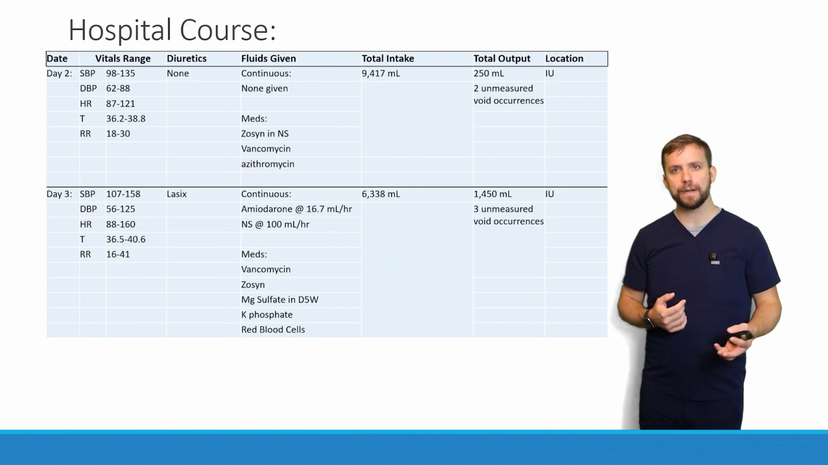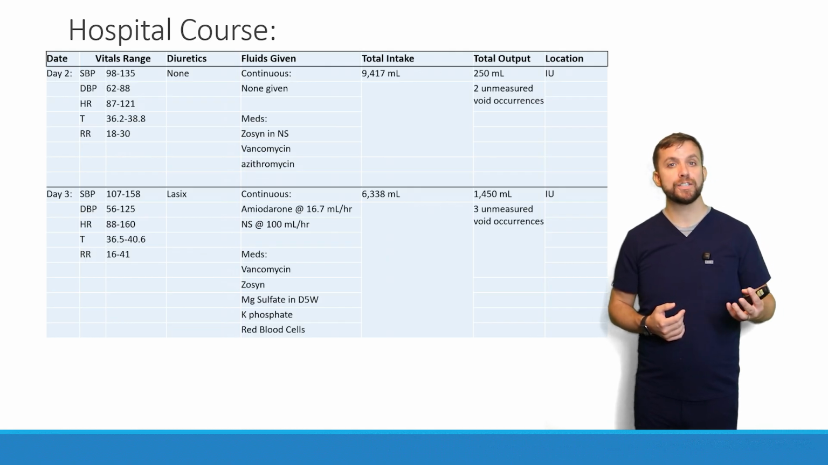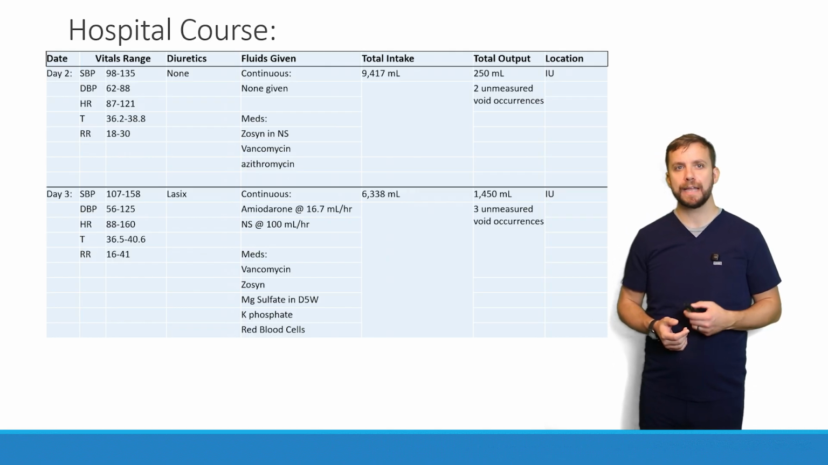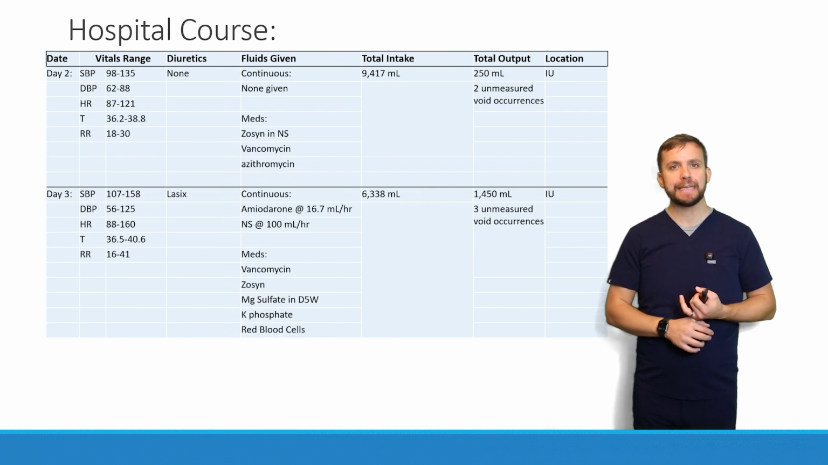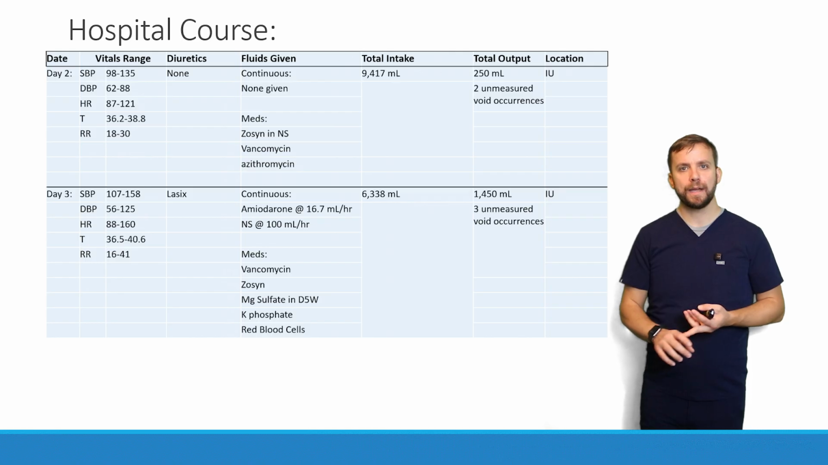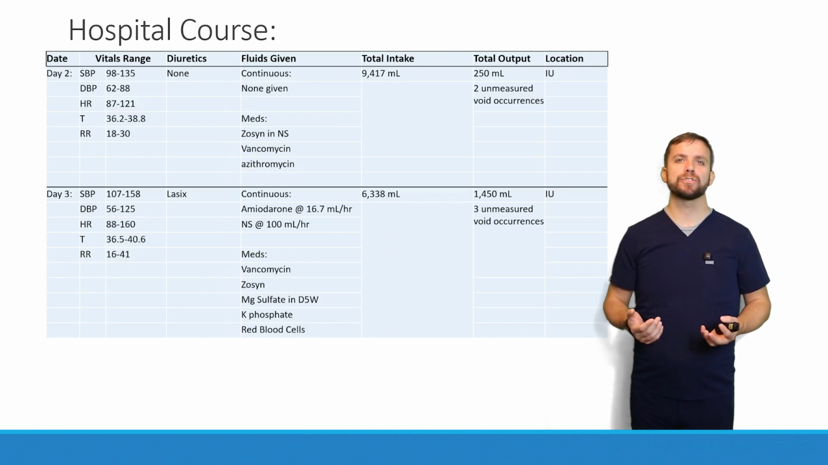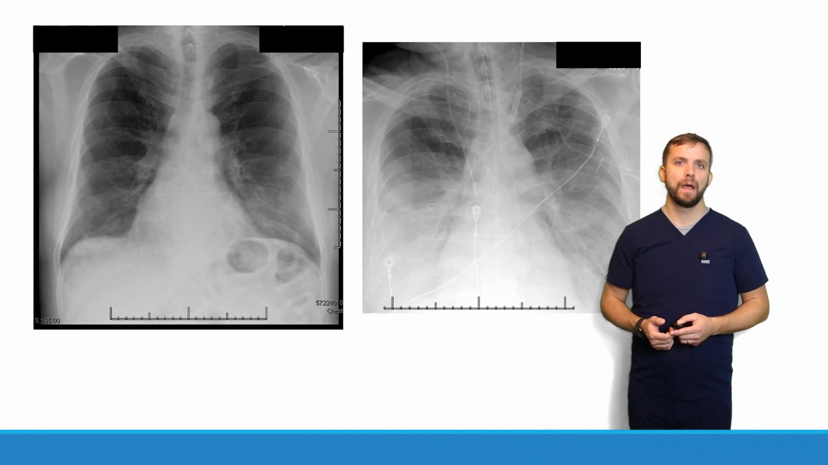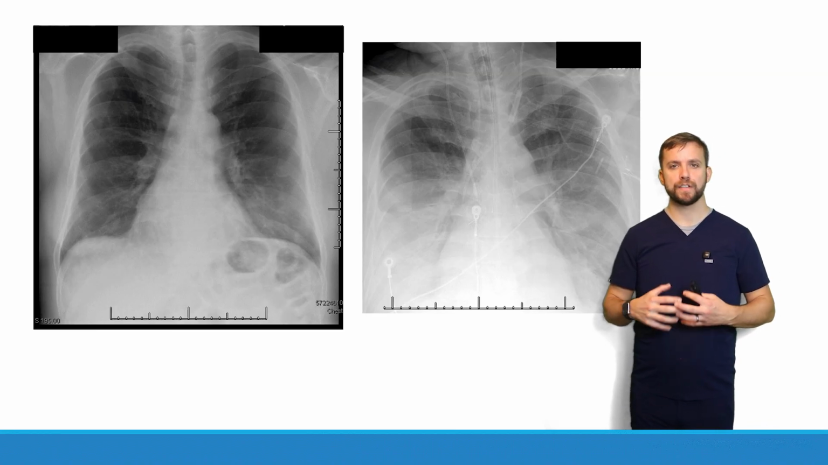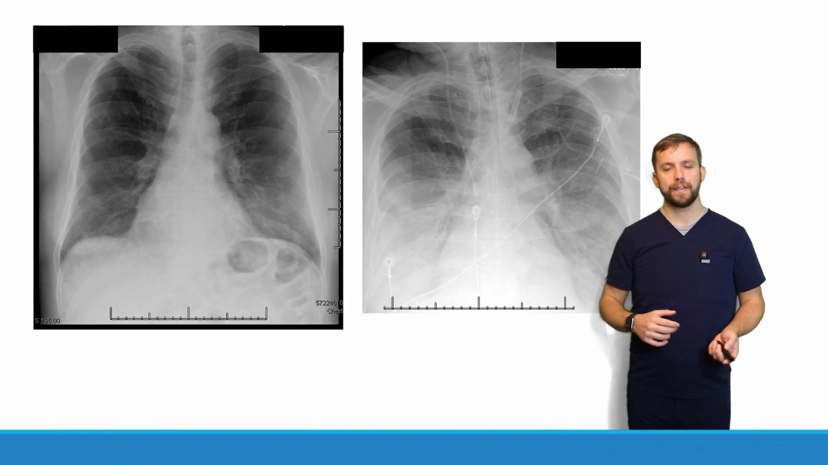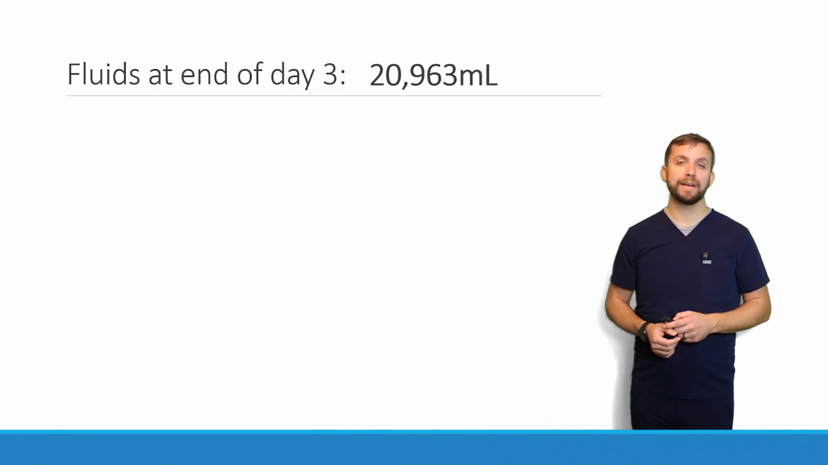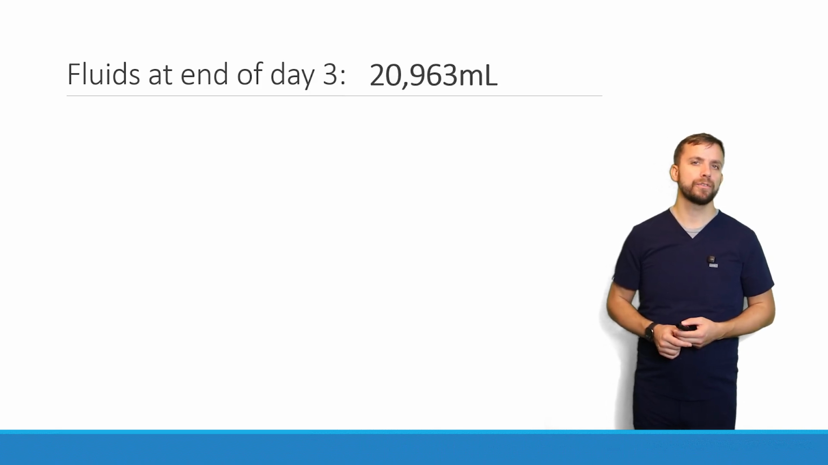They got more antibiotics. And you can see that on day 2, they actually got 9 liters of fluid with minimal output. And then on day 3, they went back to being given continuous fluid. They started an amiodarone drip. They started more antibiotics. And again, they got about 6 liters of fluid in at that point. If you look at the x-ray on day 0 compared to day 3, you can see that there's just a huge amount of volume overload that occurred over that 3-day period. So at the end of day 3, they had gotten 21 liters of fluid.